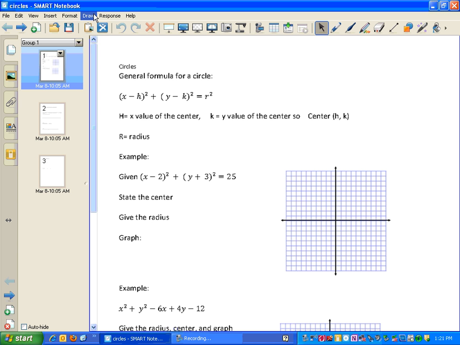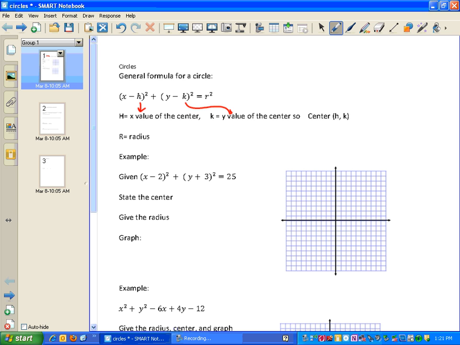I guess I'm recording. Okay. So, the formula for a circle. You've got to have it memorized. Here it is. Let's talk about what everything is. H represents the center, and it comes in two parts: it's the X part and the Y part of your center.